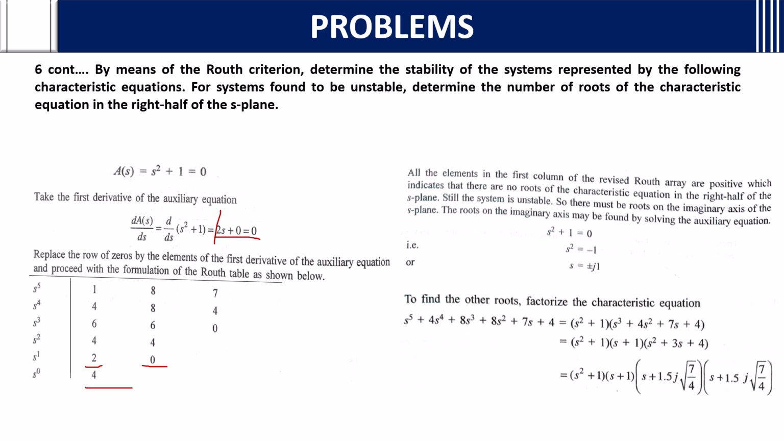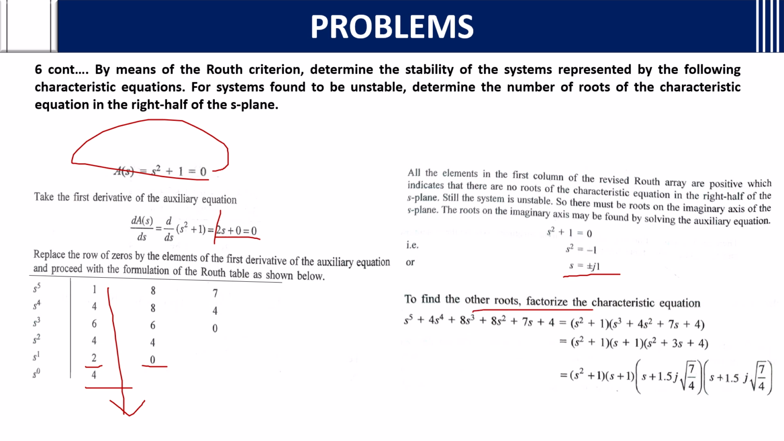After getting it, all the elements in the first column of the revised Routh table are positive, which indicates there are no roots of the characteristic equation in the right half of the s plane. As all are positive, there are no roots on the right half. Still the system is not stable, so we need to find the other values. Take this auxiliary equation, s square plus 1 is equal to 0. So s is equal to plus or minus j1.